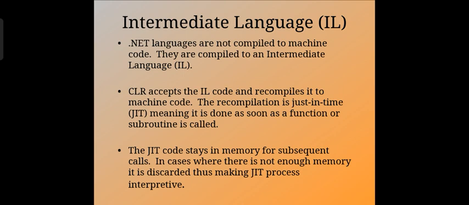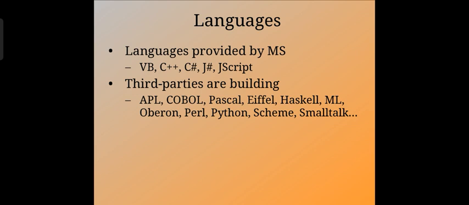And the next one, just-in-time code. It stays in the memory for subsequent calls. For every user call, it stores and stays in JIT. In case there is not enough memory, it is discarded. This is the process of JIT. So what are the languages supported by Microsoft? First one is VB, Visual Basic, C++, C Sharp, J Sharp, JScript.